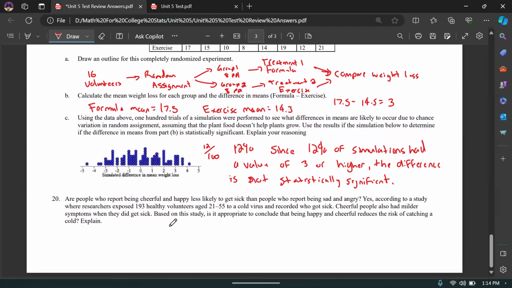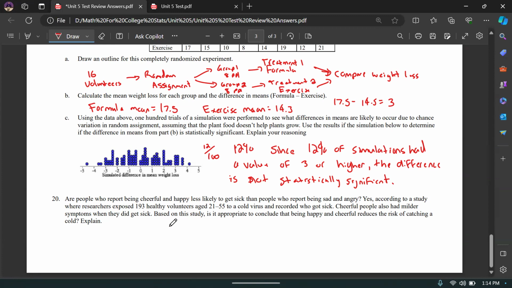All right, last question. Are people who report being cheerful and happy less likely to get sick than people who report being sad and angry? Yes, according to a study where researchers exposed 193 healthy volunteers aged 21 to 55 to a cold virus and recorded who got sick. Cheerful people also had milder symptoms when they did get sick. Based on this study, is it appropriate to conclude that being happy and cheerful reduces risk of catching a cold?